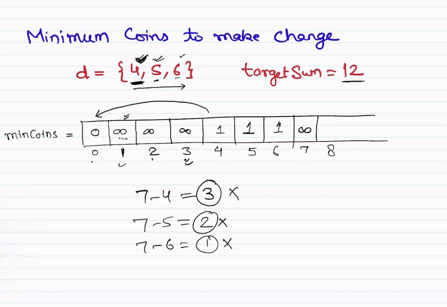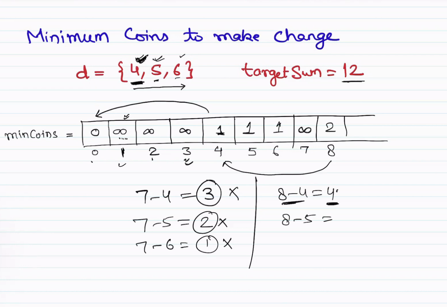Coming to 8. With 8, if you choose a 4 rupee coin, 8 minus 4 gives you 4. So for the remaining 4, you already have the answer. That 4 rupee change can be made with 1 coin. So if 4 rupees is possible in 1, we can take 1 more coin and make 8 in 2 coins. Same way, let's look at 8 minus 5. 3 rupees can't be made, infinite. 8 minus 6 is 2, can't be made. So these are not possible.